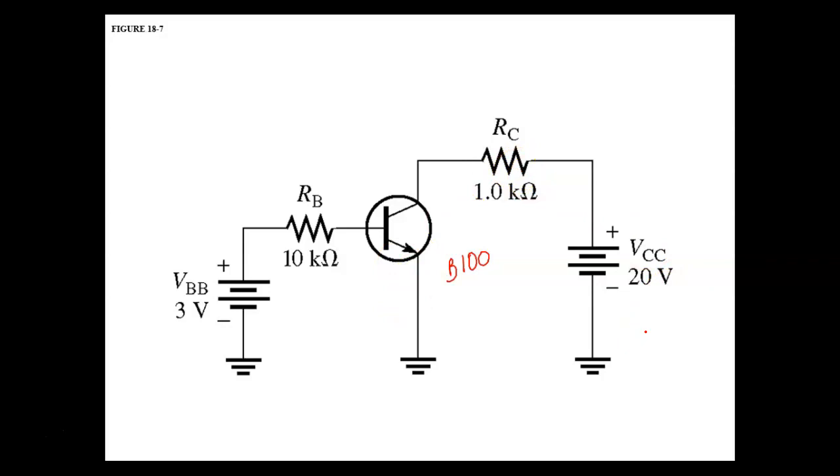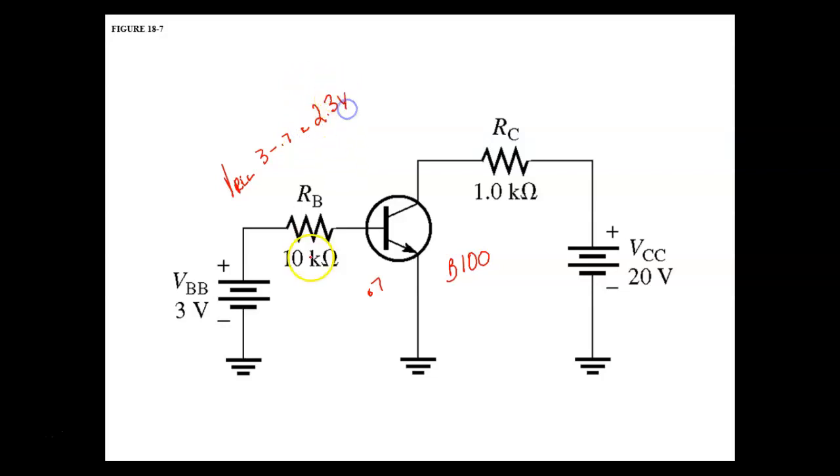I know it's not operating in cutoff. So I know it's either operating in the active region or it's saturated. So how am I going to figure that out? Well, I'm going to take 0.7 volts. I'm going to say 3 volts minus 0.7 volts, which would give me the voltage. This will be the VRB, which is what? 2.3.